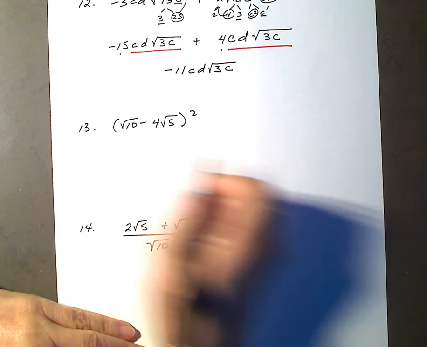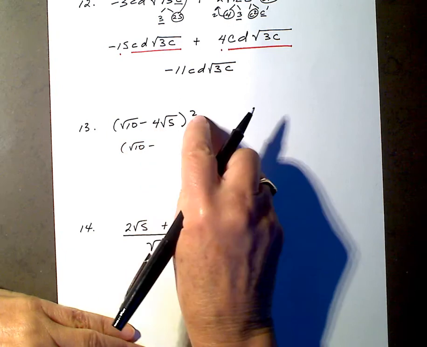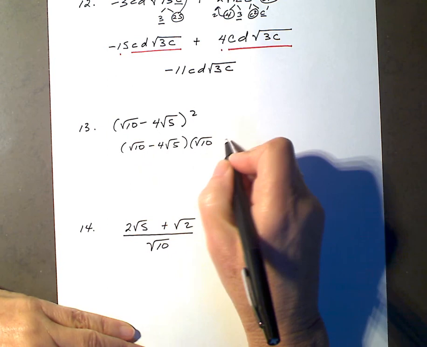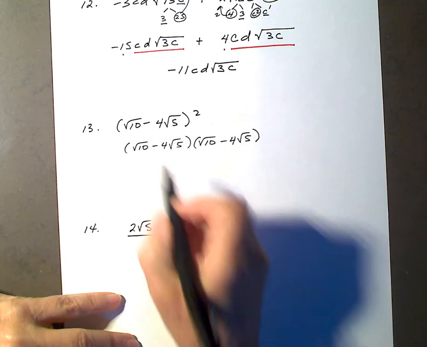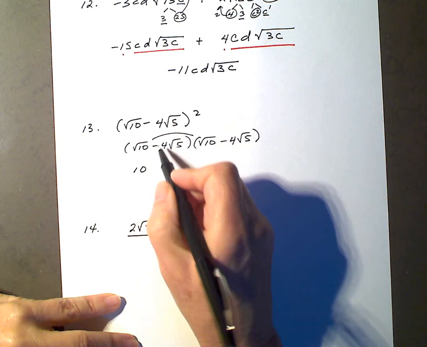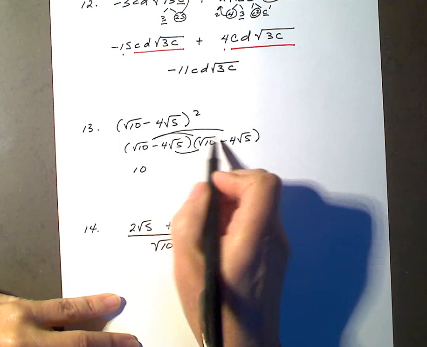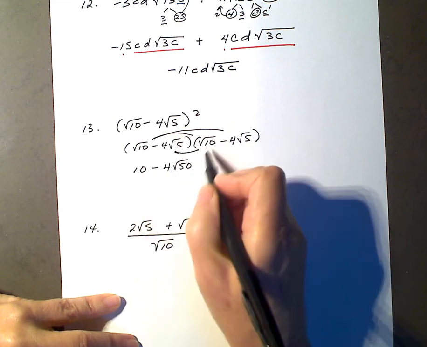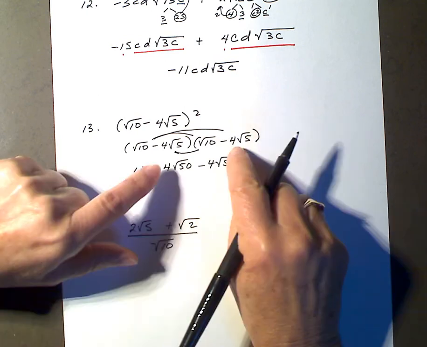Number 13 is, this means that this binomial is a repeated factor, is a factor 2 times. So you can just multiply it with distributive property. It's very handy to know the pattern. So it's going to be the first term squared, so root 10 times root 10 is 10, minus twice the product of those two, so minus 4 times root 50, and then minus 4 times root 50 again, plus 4 root 5 times 4 root 5.